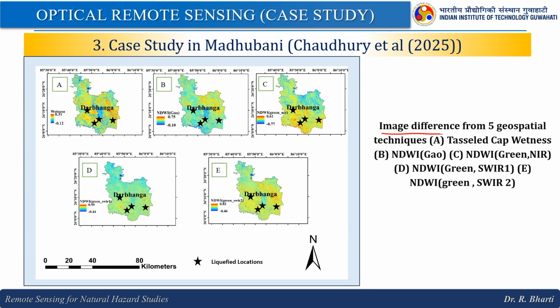So, here the image difference from 5 geospatial techniques: the first one, A, is Tasseled Cap Wetness, B is NDWI GAO, then C is NDWI green NIR, then D is NDWI green SWIR, and the E image is NDWI green SWIR2. So, you can see how different they appear and how the ranges change when you are having different approaches, right.